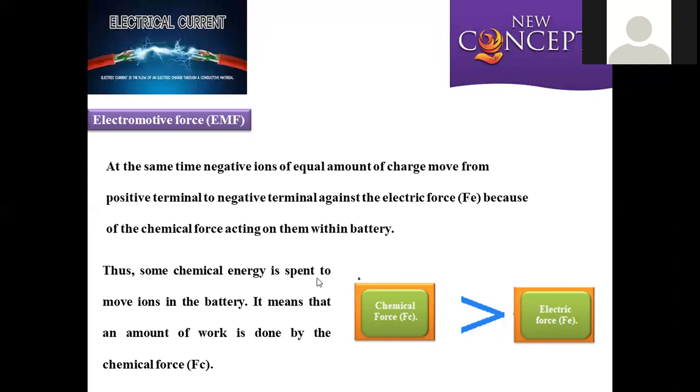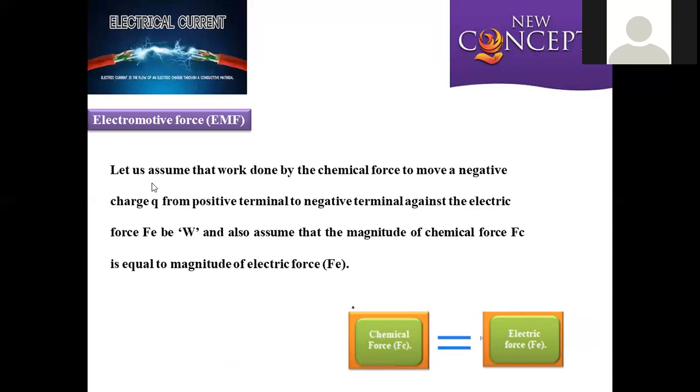Thus, some chemical energy is spent to move the ions in the battery. Some chemical energy is required to move ions from one region to another region in the entire battery. It means that an amount of work is done by the chemical force. The chemical force is driving, and it spends some work in order to move the ions in this battery. This chemical force originates from the electrolytic solution within the battery.